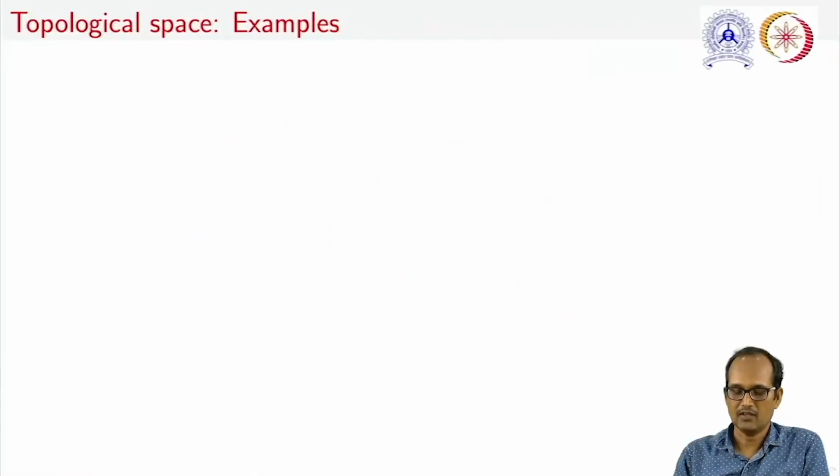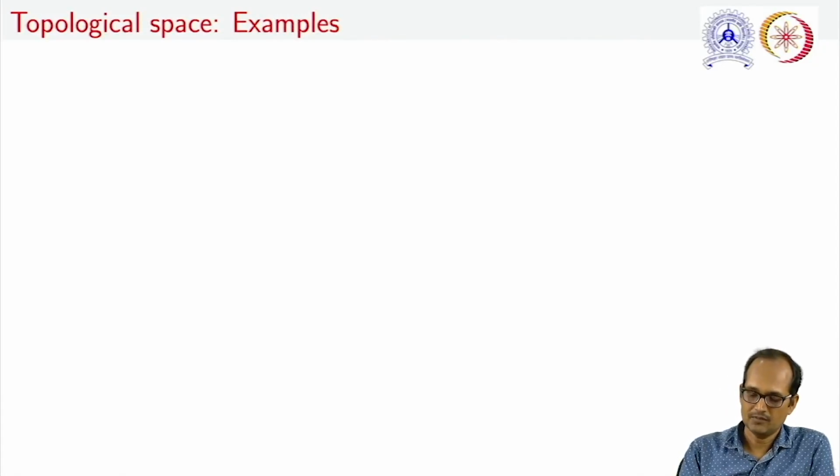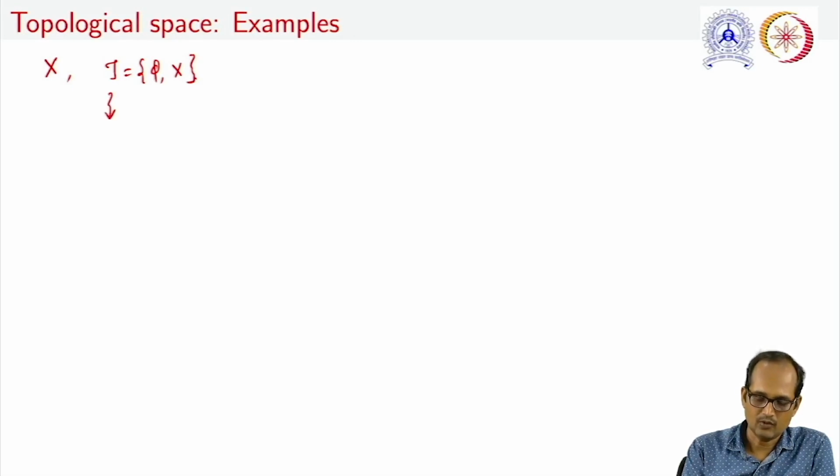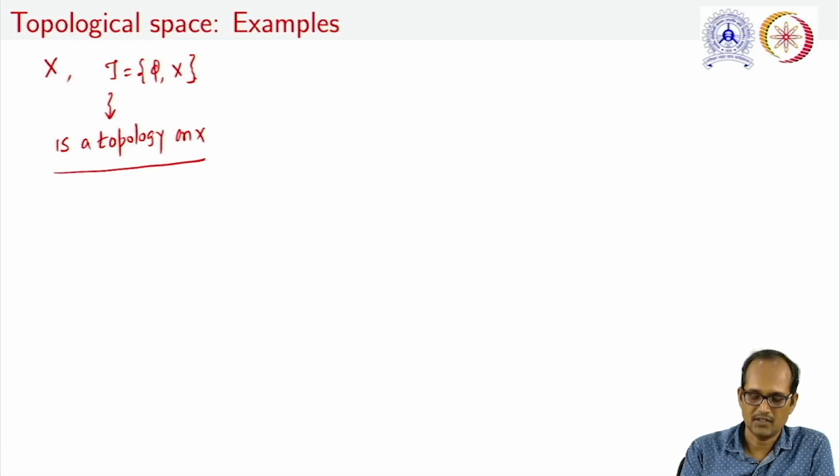Moving ahead, let us take some more examples. Begin with a non-empty set X, and let us define tau here as the collection of the empty set and X. It can be seen that tau is a topology on X, as this contains the empty set as well as X. Finite intersection and arbitrary union are obviously members of tau. Therefore, this tau is a topology on X and it has a special name.